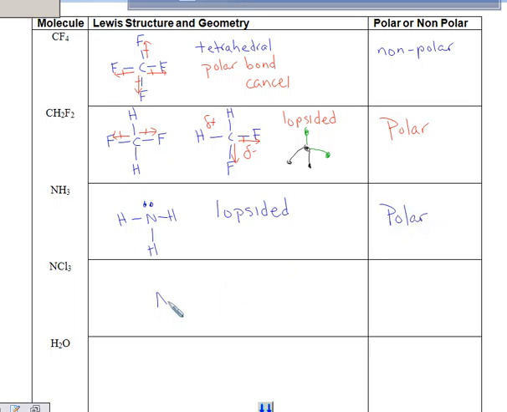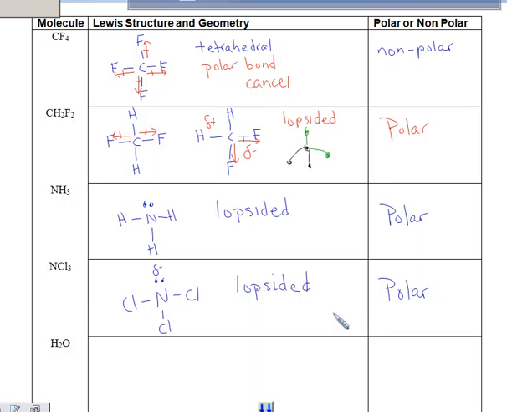The same thing if we have nitrogen trichloride. Even though nitrogen and chlorine have the same electronegativity, and so these bonds are not polar, the problem is you've got a lone pair up here. And remember, this lone pair is going to be a more negatively charged region. So once again, that lone pair is going to make things lopsided. So if it's lopsided, it's polar.